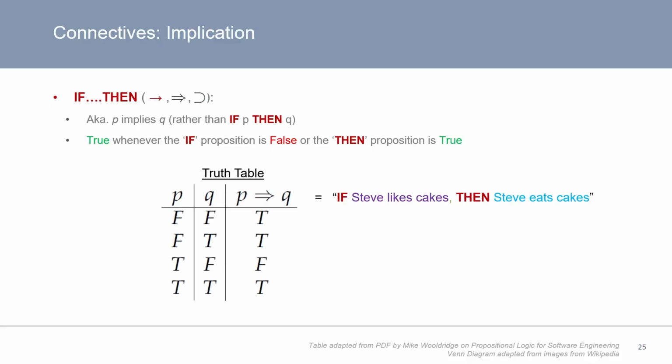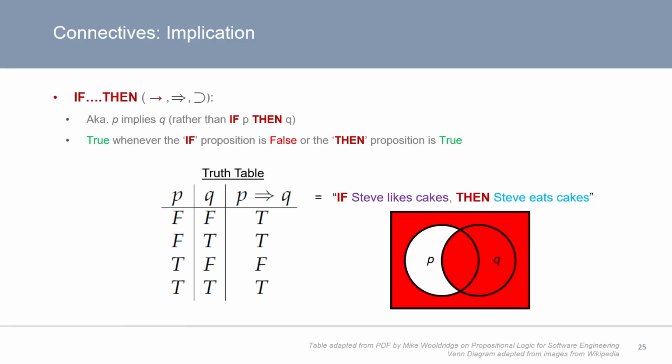Examining our truth table, we have the example P implies Q, which could translate to if Steve likes cakes, then Steve eats cakes. We can see that this implication is true whenever P is false, or when Q is true. Therefore, the only situation in which P implies Q is false is when P is true and Q is false. Here's the Venn diagram for implication. Again, we see that this is only false when P is true, but Q is false.